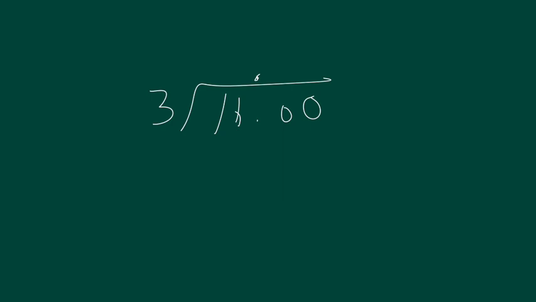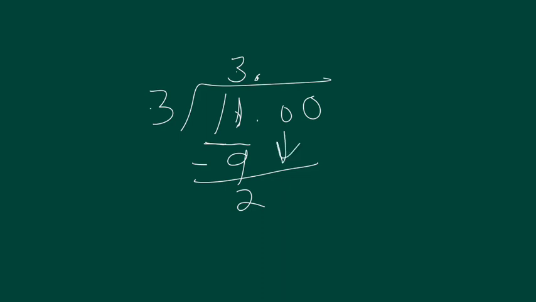So 3 does not go into 1, but it does go into 11, and it goes in 3 times. So we want to know how many times it goes in without going over. So we want the maximum amount of times it goes in without going over. Now we multiply these two and get 9. Now you subtract and get 2.